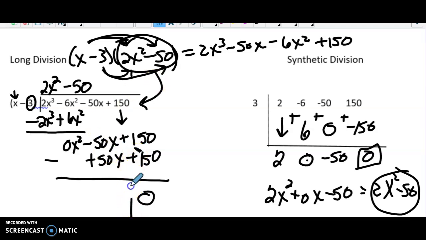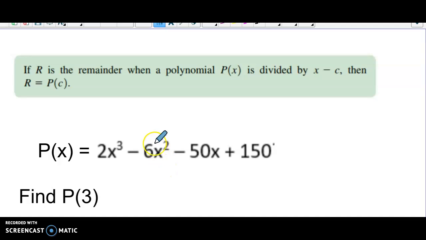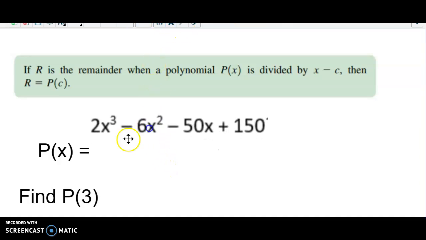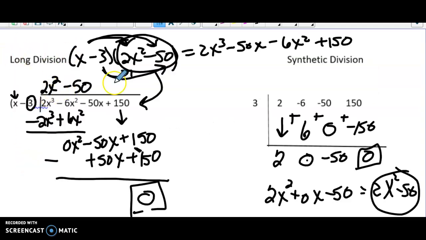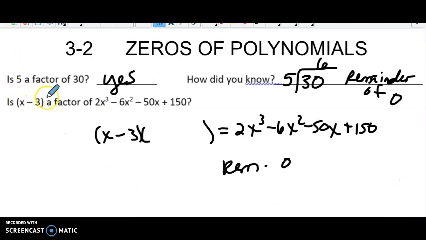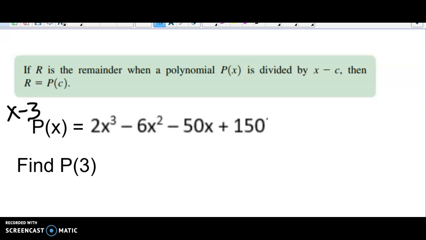Okay, but the key is knowing that the remainder was 0. Another way we can know the remainder, maybe if we don't need the other things, is by just putting in the c value right in for x in my polynomial. If r is the remainder when a polynomial is divided by x minus c, then r equals p of c. So since I wanted to know what the remainder is when I divide by x minus 3, that was the question. That's what I was trying to find back here. Is x minus 3 a factor, right? That was the question. So I'd like to know the remainder. They're saying, hey, just find p of 3. Stick 3 right in for x.